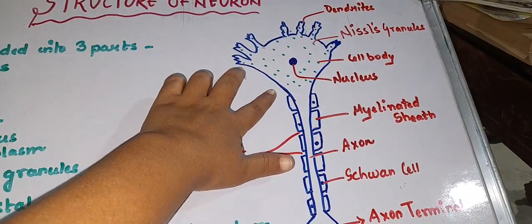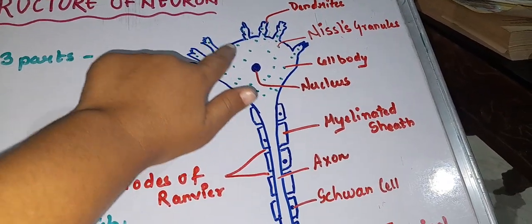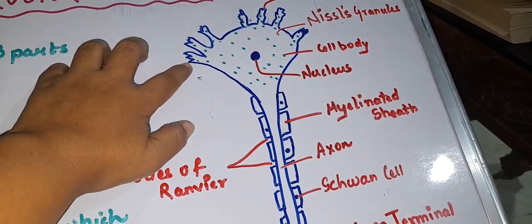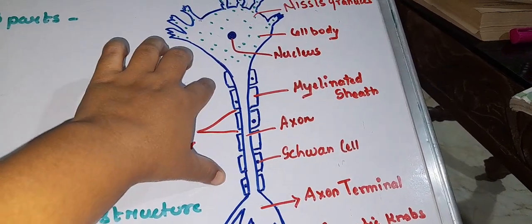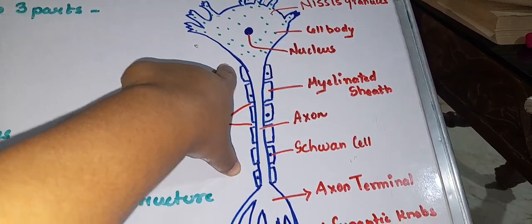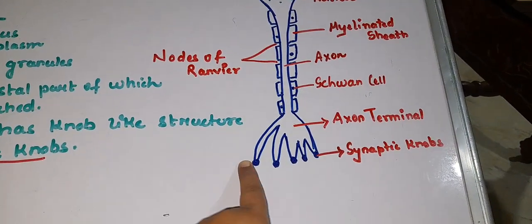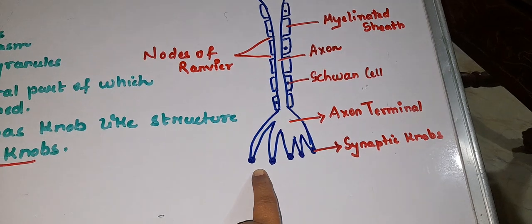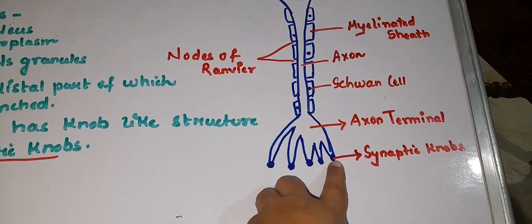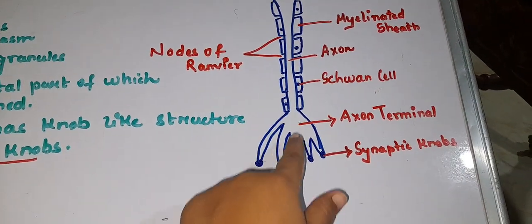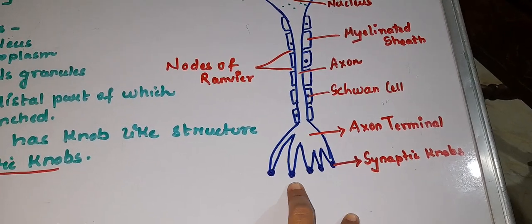So the first part is the cell body. The cell body branches into structures which are called dendrites. These are the dendrites, and it comes down in the form of a long fiber, which is called the axon, and the axon terminally ends in knob like structures which are called synaptic knobs. These are rounded, knob like structures. This is the axon terminal. The axon ends in a bulb like structure called synaptic knobs.